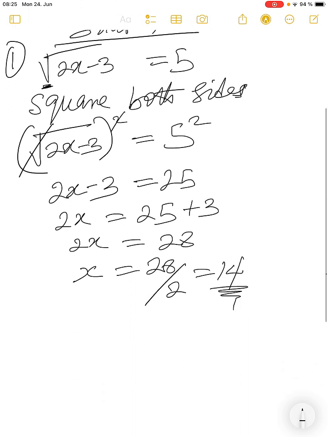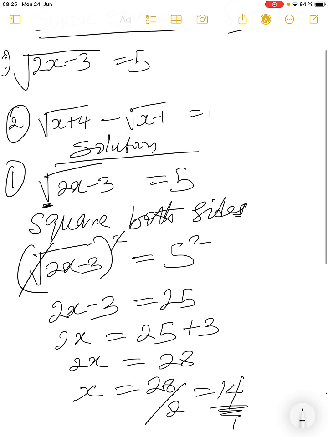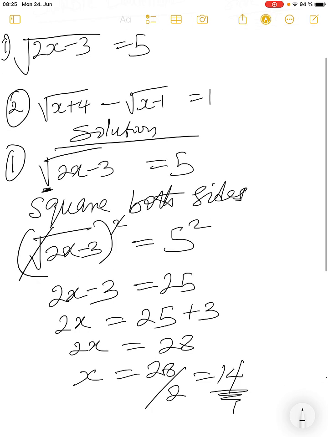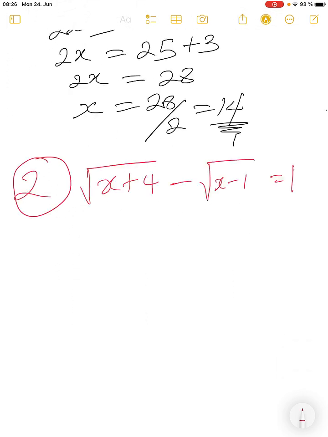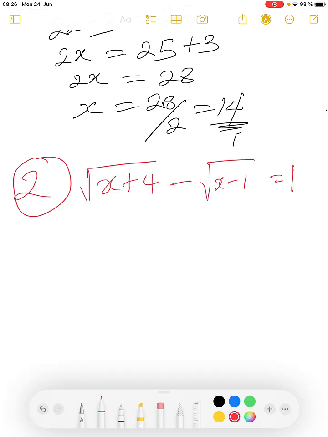This is more of an introduction. We solve more advanced questions as we progress. Question 2 says root x plus 4 minus root x minus 1 equals 1. So how do we do this? To do this, we need to square both sides as usual.